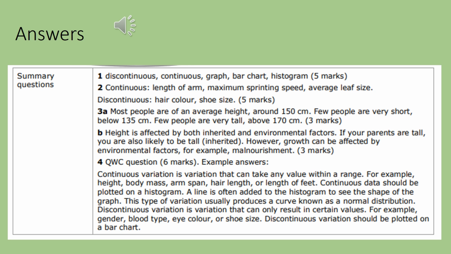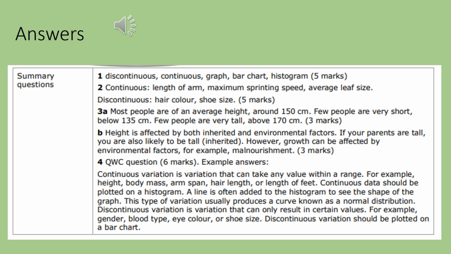For 4, the example answers are: continuous variation is a variation that can take any value within a range. For example, height, body mass, arm span, hair length, or length of feet. Continuous data should be plotted on a histogram. A line is often added to the histogram to see the shape of the graph. This type of variation usually produces a curve known as a normal distribution.